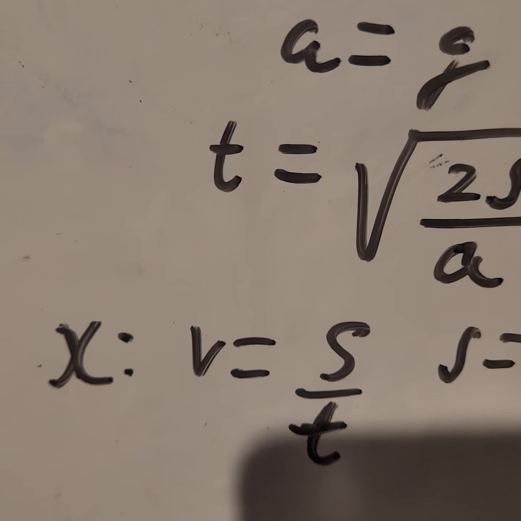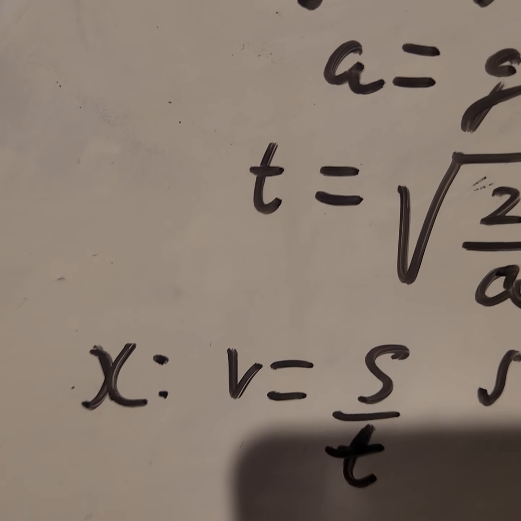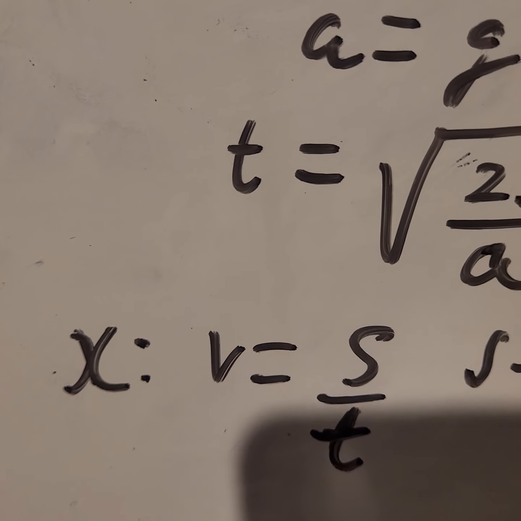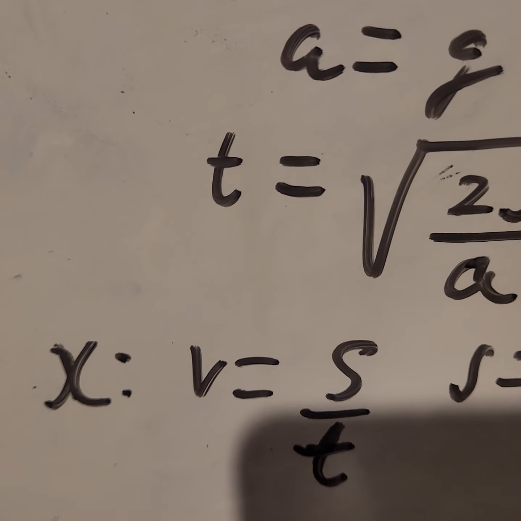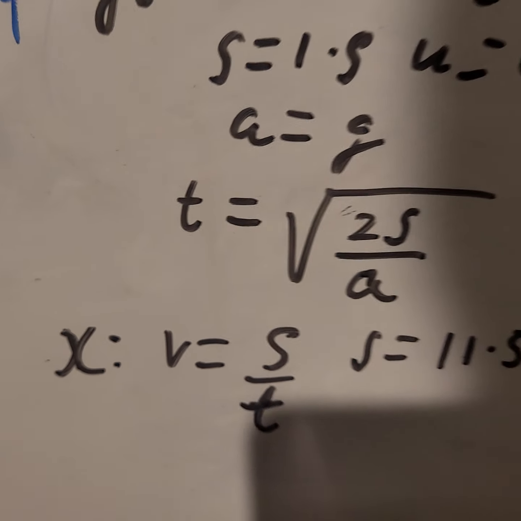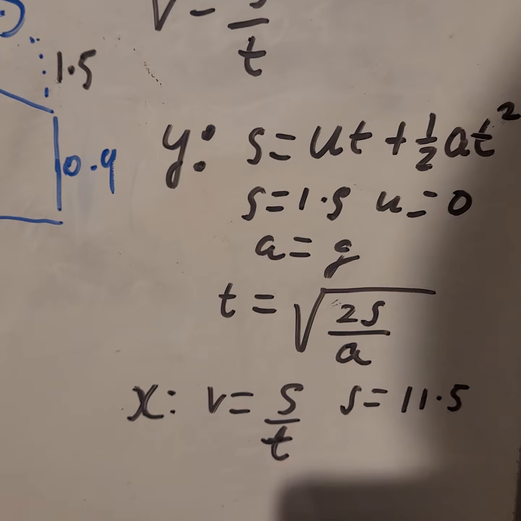So if we use velocity is equal to distance over time, basically we say in the x direction, the velocity is equal to the distance traveled horizontally, so 11.5, divided by the time it takes for the ball to fall vertically. So hopefully that's clear. I'll write out the final equation just to make it clear, and I'll zoom out a bit so you can see it.